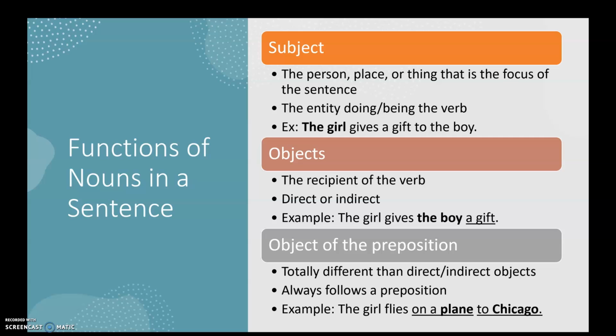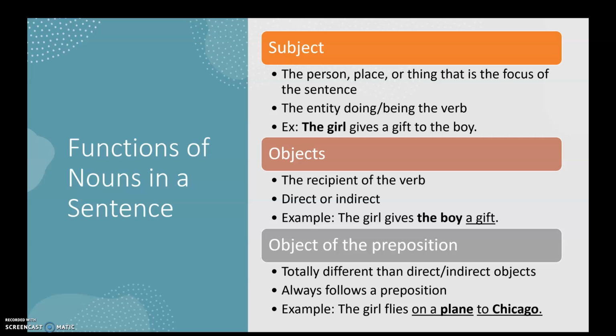So now we're going to talk about some functions of nouns in a sentence. I have seen some opportunities with this in your paragraphs where you may have a verb, but you don't list who or what it's receiving. So if you see me say "whom or what?" with a question mark, that's normally what I'm referring to, the need to include an object.